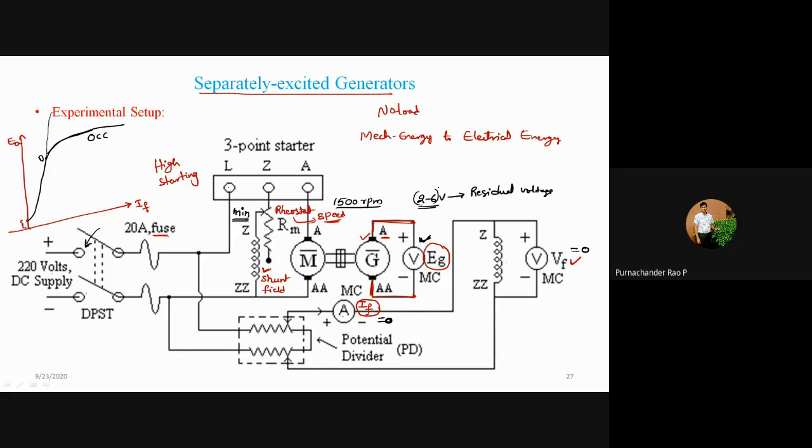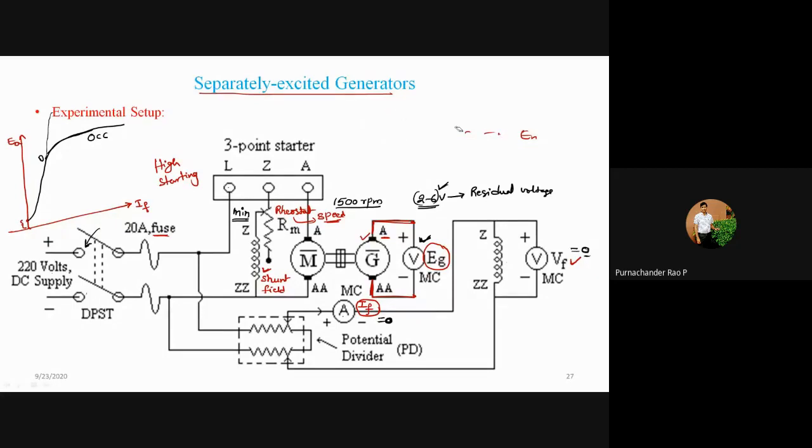Now you can observe only a small voltage, 2 to 6 volts, but your field current must be 0, and the terminal voltage across your field winding is also 0 because you have not changed the potential divider. So initially the field current is 0 and the voltage across the field winding is 0. So you have to make a table. Take the observation table.